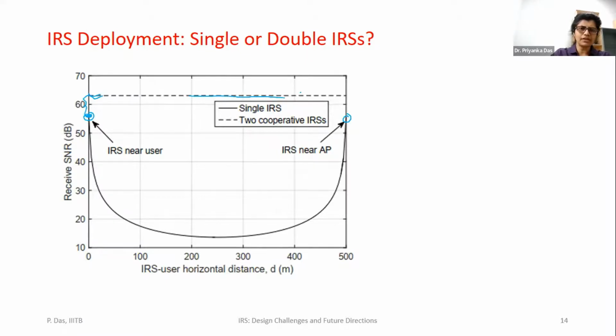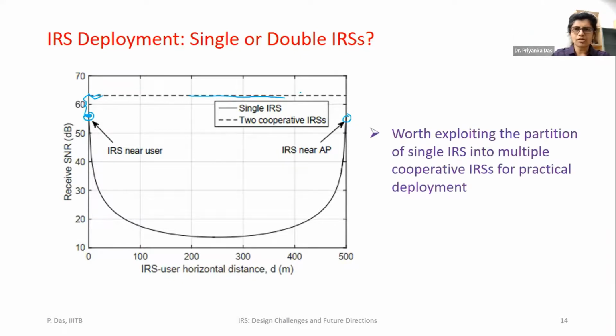This will give engineers good insights about whether it will be better to put a big IRS, or to exploit partitioning the IRS into multiple cooperative IRSs for practical deployment. You can go one step further. Can you divide further, from 2 to 4? Divide by 4 and place them in appropriate positions such that you can even beat this double cooperative IRS.